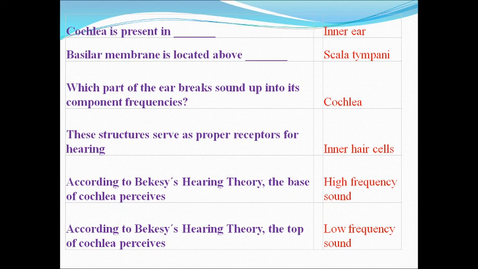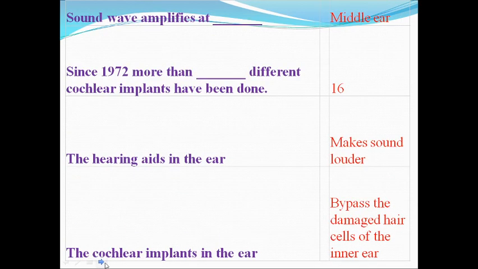During this work he found that high frequency tones were perceived near the base of the cochlea. When we receive sound signals, there may be high frequencies and low frequencies. The base of the cochlea perceives high frequency sound, and the top of the cochlea perceives low frequency sound. Remember, base is high and top is low. This is a point to remember.